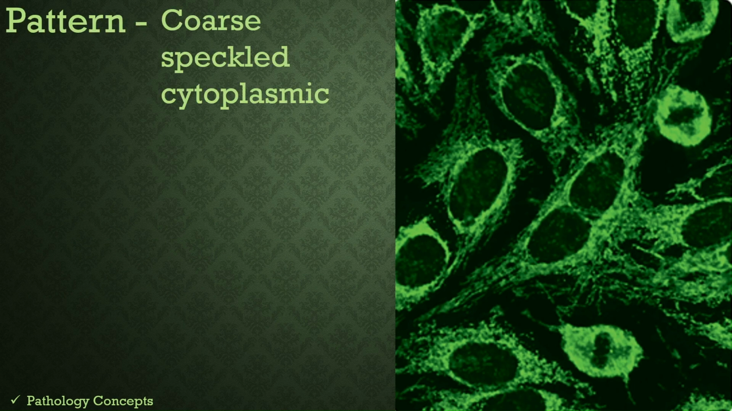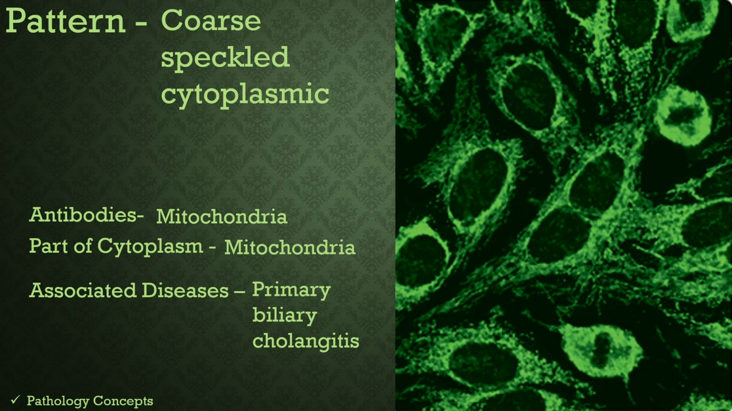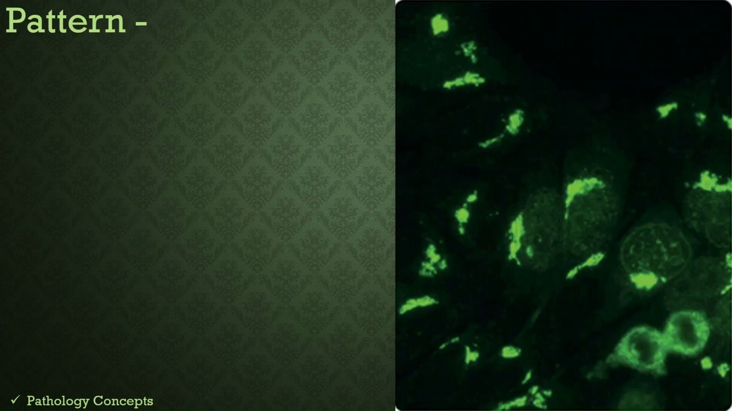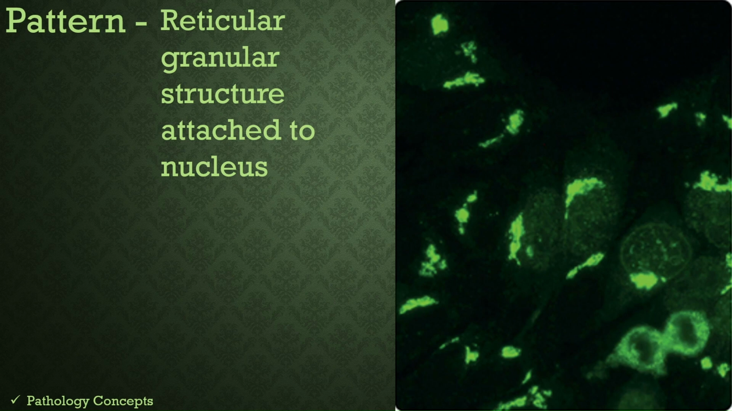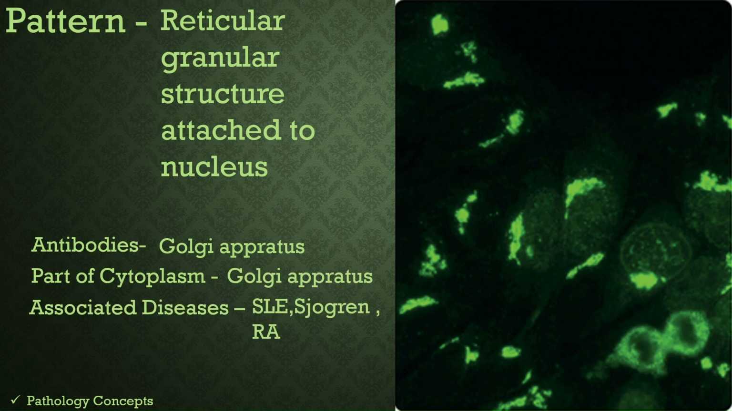Pattern coarse speckled cytoplasmic. Antibodies involved are mitochondrial antibodies. Part of the cytoplasm involved is mitochondria. Associated disease is primary biliary cholangitis. This is the reticular granular structure attached to the nucleus. Antibodies involved are antibodies against the Golgi apparatus. The part of the cytoplasm involved is the Golgi apparatus. Associated diseases are SLE, Sjogren, and rheumatoid arthritis.